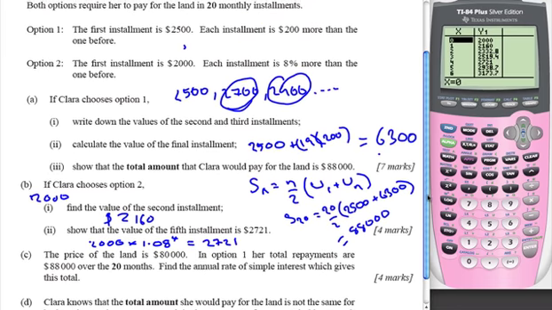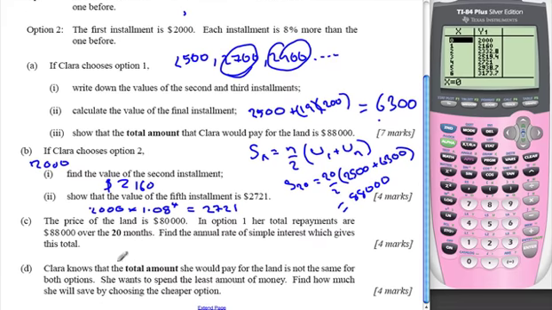All right. What do we do? What do we do here then? So the price of the land is 80,000. In option 1, her total payments we worked out to be 88,000 over the 20 months. Find the annual rate of simple interest which gives this total.